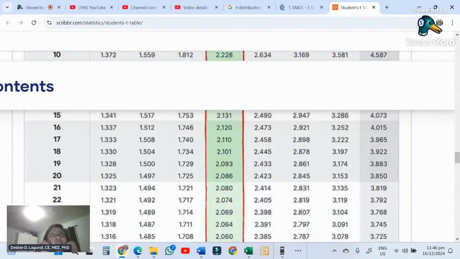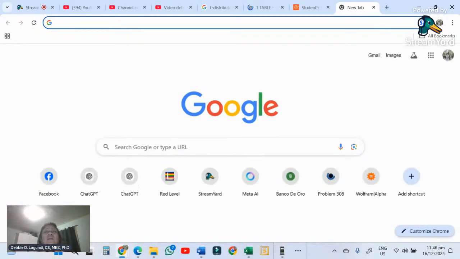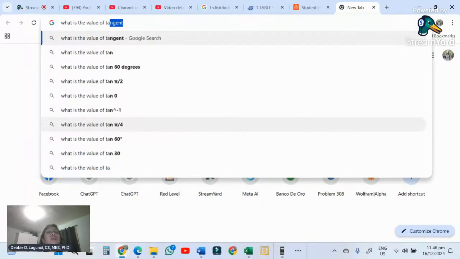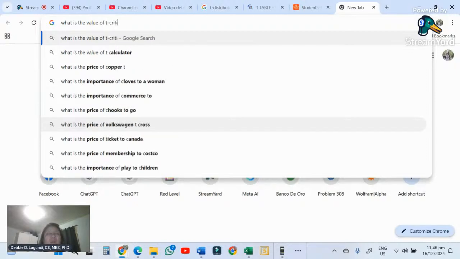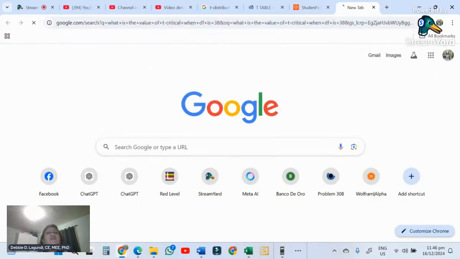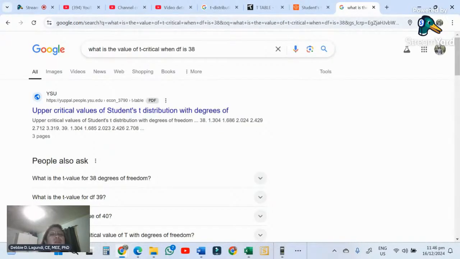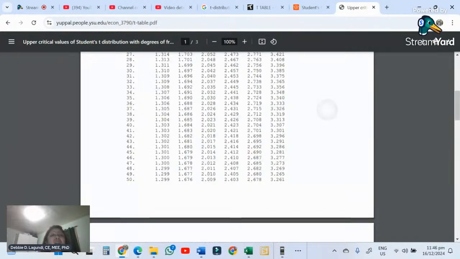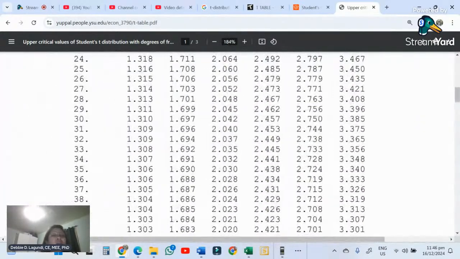Okay, so we may interpolate, yeah? How is interpolation? But anyway, let's search for 38 meantime. If 38 doesn't come out, then we will do interpolation. What is the value of T critical when DF is 38? Okay, here, let's see. 38, are you there? Okay, there you go.